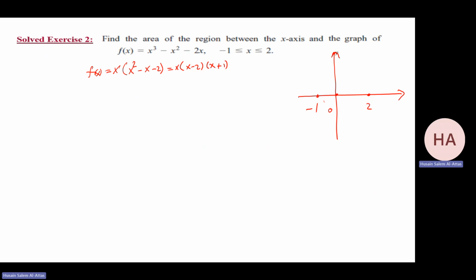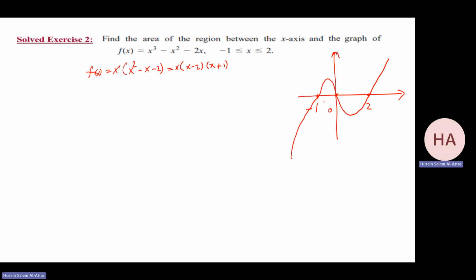Minus 2 gives me negative, negative, negative, so it's negative. So it will do something like that. Reaching minus 1, since all of them are linear, it will cross and go up, go down, and go up like this. That will be a sketch of the function. So now it's very clear what to do.